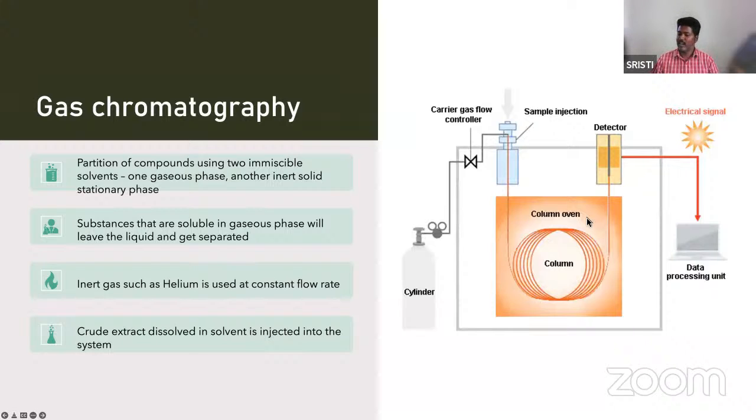Here also affinity plays a major role. If your compound has higher affinity towards the column, it may stick to the column and get eluted later. Those compounds which do not have affinity towards the column will be eluted first, and the detector will detect them. The electrical signal is recorded, and the data processing software helps you in identification of the compound and retention time. Based on the retention time, the compound is identified.